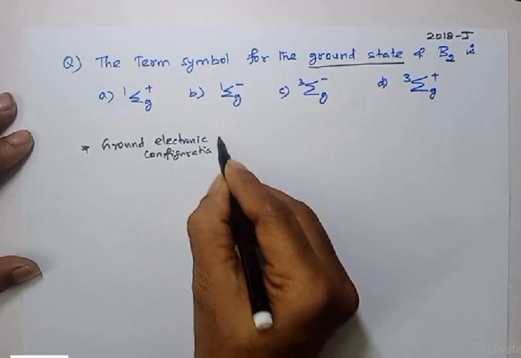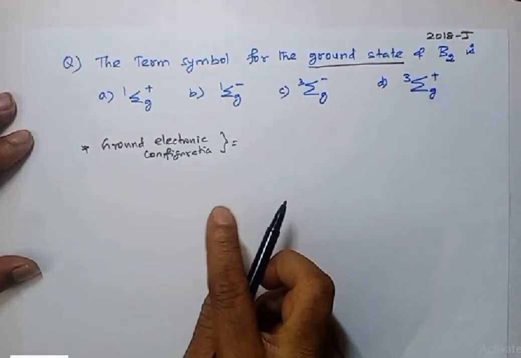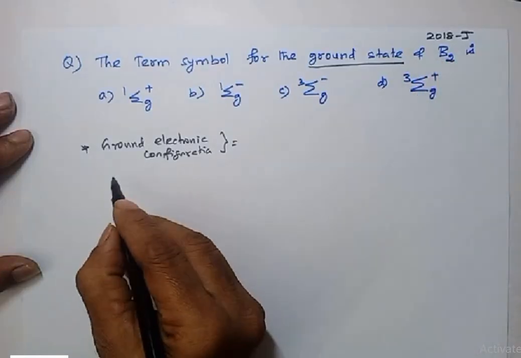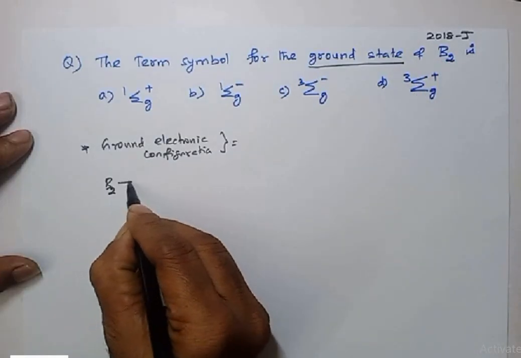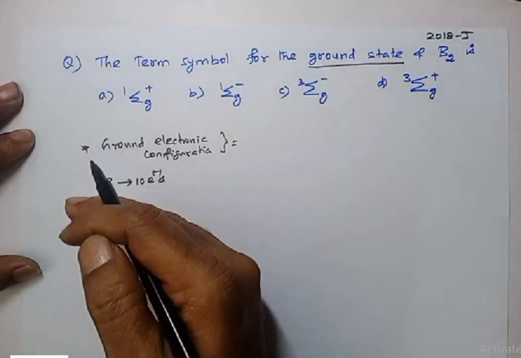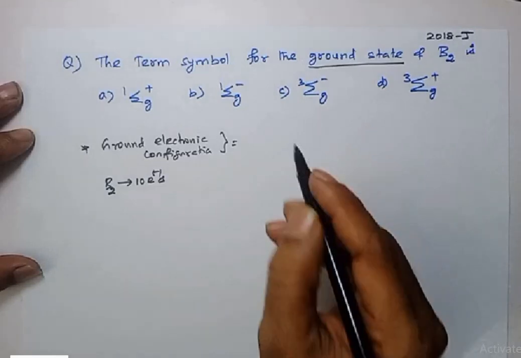Okay, what is the configuration? See, boron molecule, each boron atomic number is 5. So the B2 molecule has 10 electrons. Right, we need to fill up the electrons in different molecular orbitals, right?